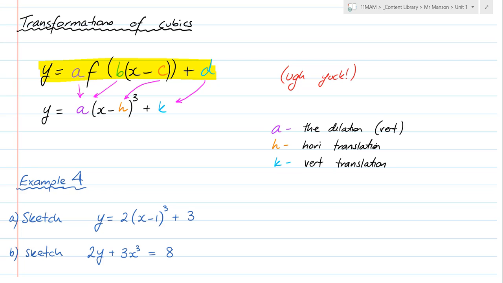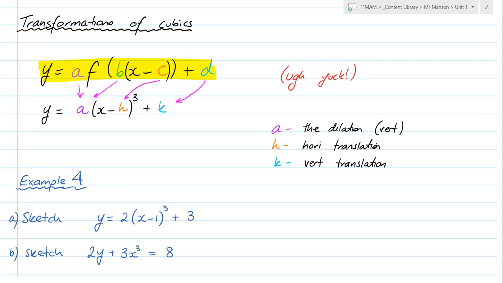In the specific case of cubics, as with some of our other functions, A and B both don't need to be there. So there's our standard transformational form of a cubic. A and B can be combined together because we can expand the B value out. So it ends up being AB cubed, and we just write that down as one standard dilation. So we don't really have a horizontal dilation.